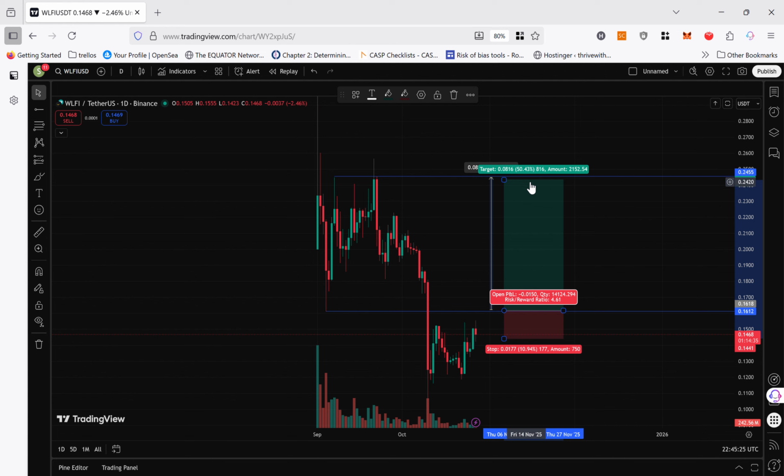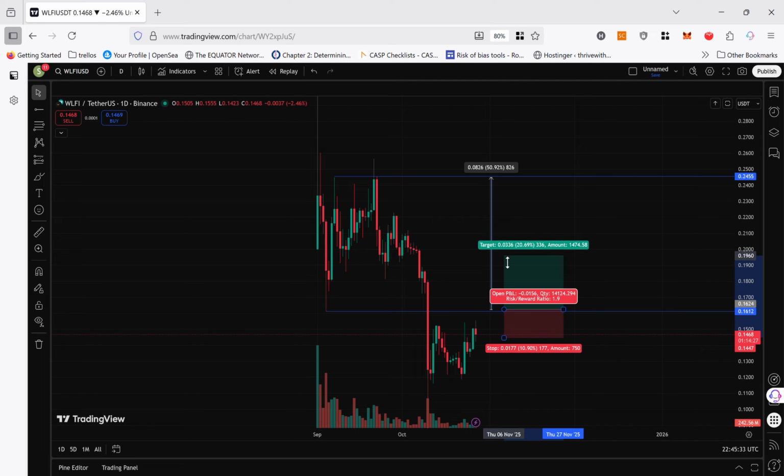Let me just... this is where you need to practice your tool. I just take a calculator. Your 17% is about somewhere here, right? At 0.19, and that's where ETH is expecting some resistance happening here.